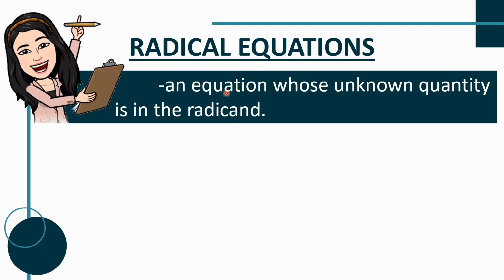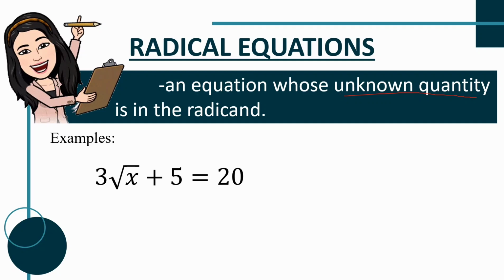It is an equation whose unknown quantity is in the radicand. So when we say unknown quantity, we are talking about the variables. The variable or the unknown quantity is in the radicand. So therefore, it is inside the radical symbol. To make it a radical equation, the unknown quantity or the variable should be the radicand of our radical expressions. Did you understand? Okay, let's have this example.